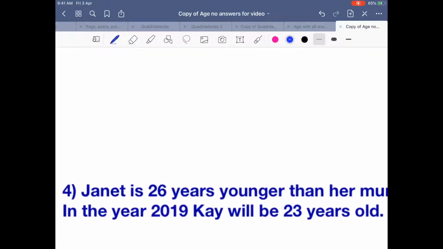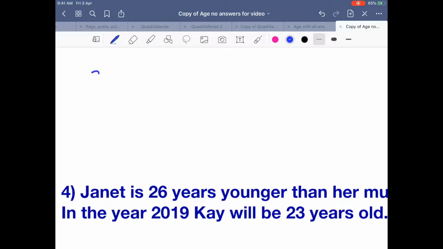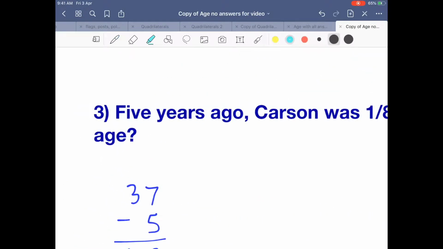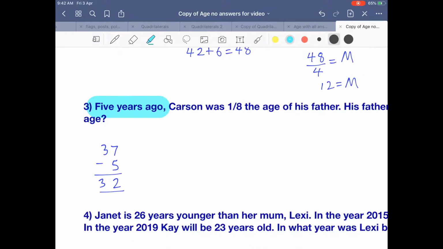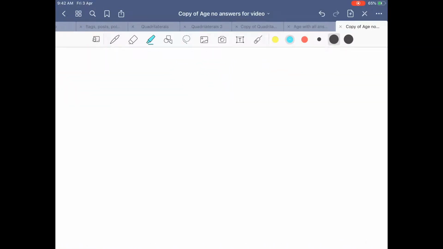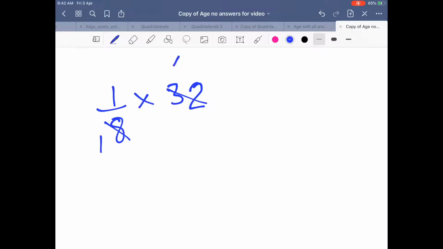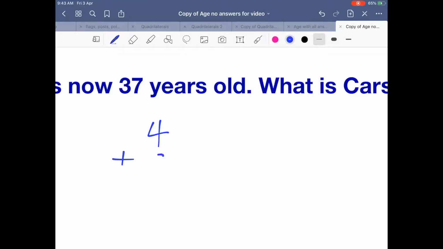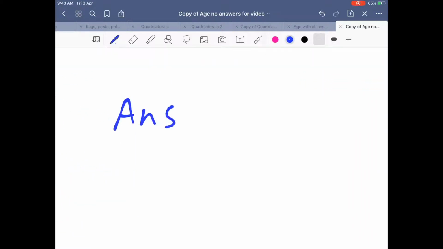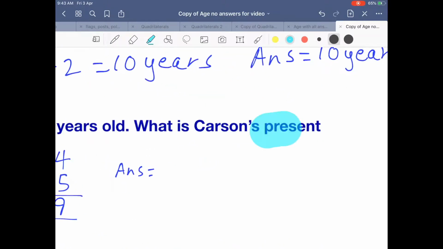So if his father is now 37 years old, 5 years ago he would be 37 take away 5, which is 32. And they told us that Carson was 1/8 the age of his father 5 years ago. So Carson would be 1/8 of 32, or 32 divided by 8. 8 into 8 is 1, 8 into 32 is 4. So Carson was 4 years old 5 years ago. So his present age will be 4 years plus 5. So 4 plus 5 is 9. So Carson is presently 9 years old.